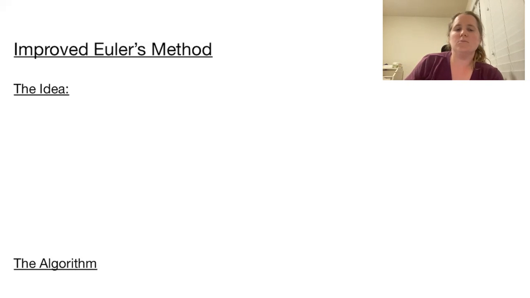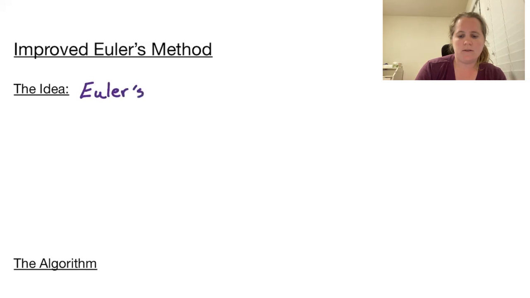Welcome to the improved Euler's method. So the general idea here is Euler's method assumes that essentially the solution maintains the same slope for an entire interval, right?